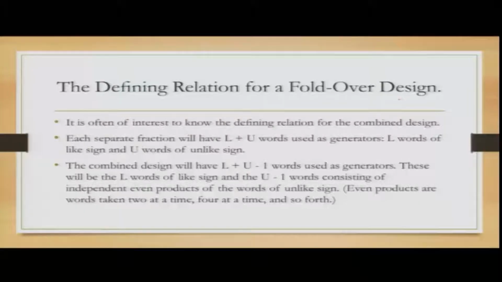The combined design will have L plus U minus 1 words used as a generator, but obviously we know that it is n minus capital N minus 1 based on the experimental design which we have. This will be the L words of like sign and U minus 1 words consisting of independent even products of the words of unlike signs. So, even products are words taken 2 at a time, 4 at a time, and so on and so forth, and we will basically find out the combinations accordingly.